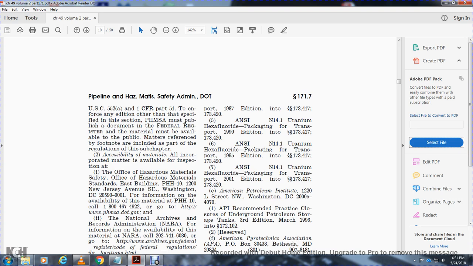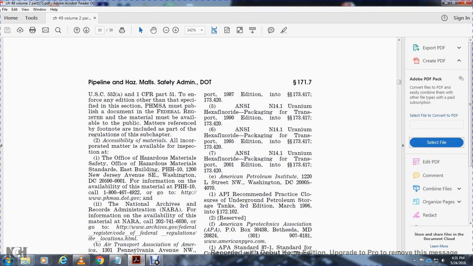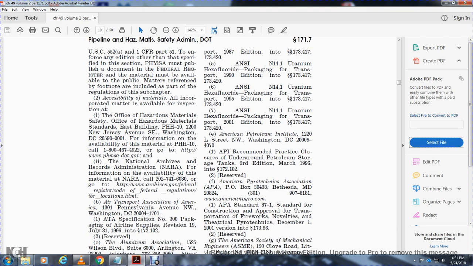Office of Hazardous Material Safety, East Building, PHH 10, 1200 New Jersey Avenue Southeast, Washington, D.C. 20590-0001. For information on the availability of the material, PHH 10, 1-800-467-4922 or phmsa.gov. The National Archives and Records Administration, for information on the availability of the NARA, 202-741-6030, archives.gov, Federal Register, Code of Federal Regulations, IBR locations. Air Transport Association, 1301 Pennsylvania Avenue, North Washington, D.C.